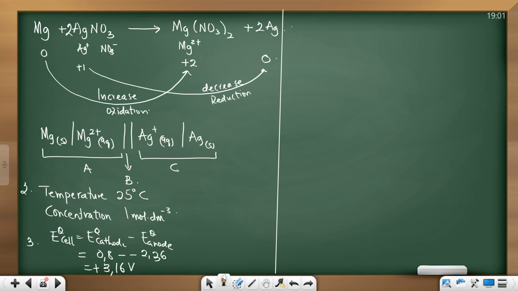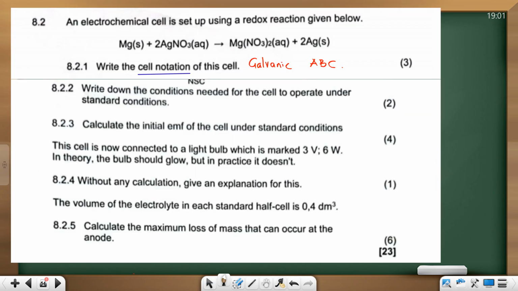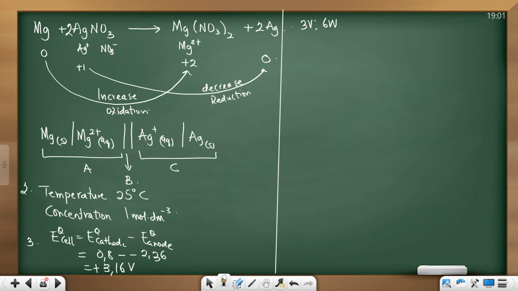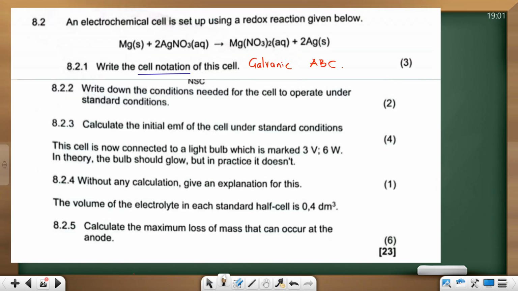3 volts and 6 watts. In theory, the light bulb should glow. Why should it glow? It should glow because the current I'm producing, can you see the voltage? 3,16 volts. In theory, it should glow, but in practice, it doesn't. Without any calculation, give an explanation for this.